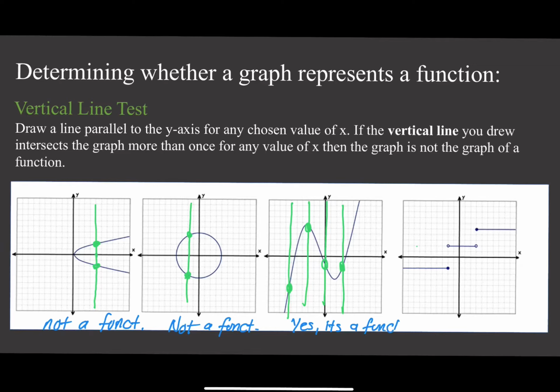And for this last one, we have a piecewise function, and we can do the same thing by performing the vertical line test. Wherever we're going through, notice that one endpoint is open and the other one's closed, so we're only intersecting still at 1 point. So this one is in fact a function as well. And so as you can see, testing graphs to see if they're functions or not is a fairly straightforward process by just using the vertical line test.